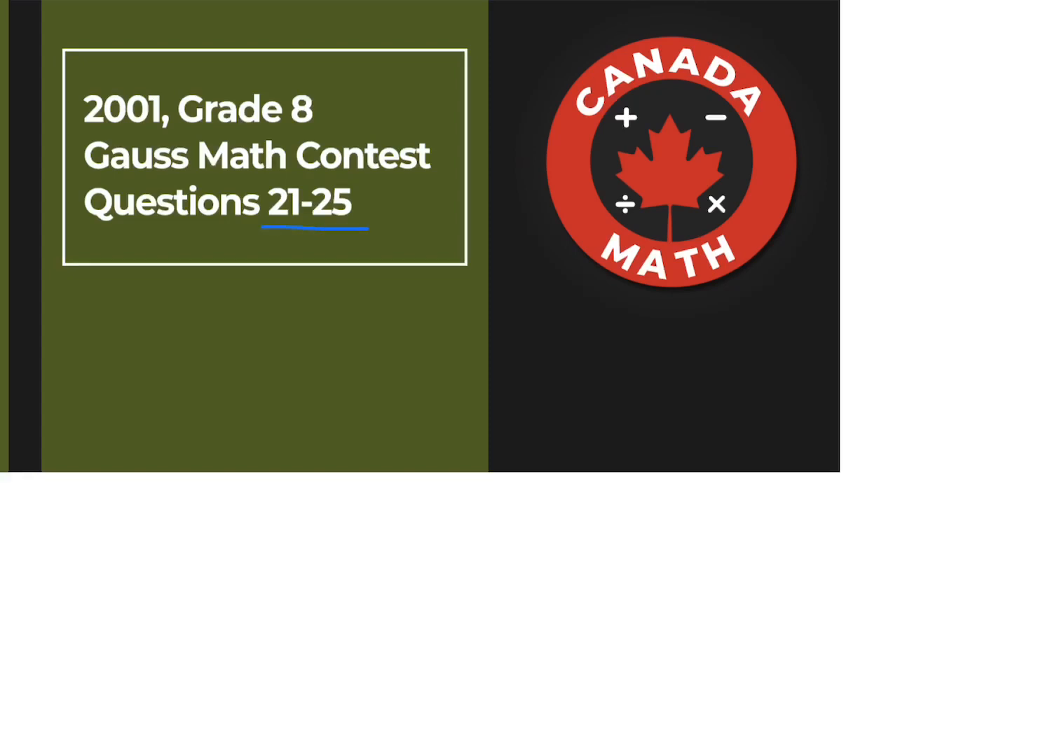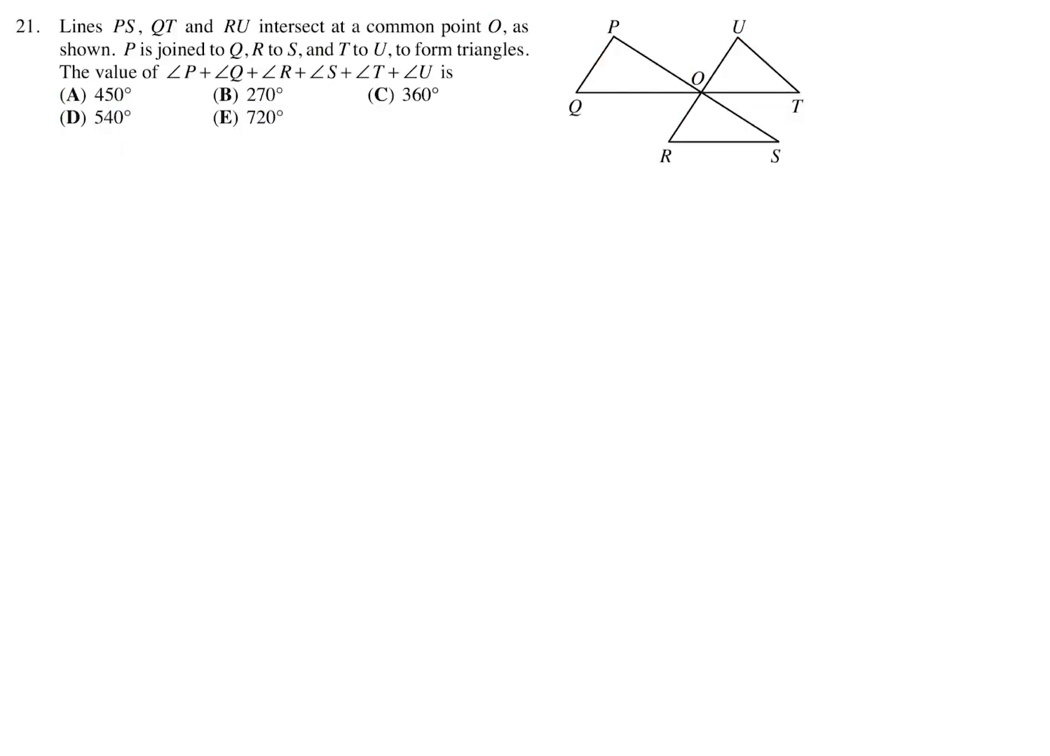Questions 21 through 25 of the 2001 Grade 8 Gauss Math Contest. Lines PS, QT, and RU intersect at a common point O. As shown, P is joined to Q, R to S, and T to U to form triangles. The value of angles PQR, STU is.